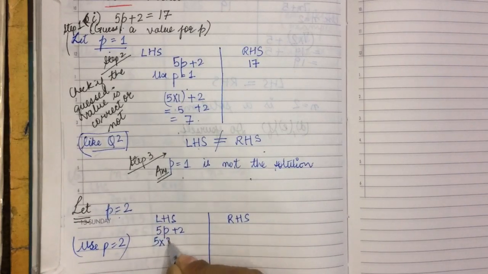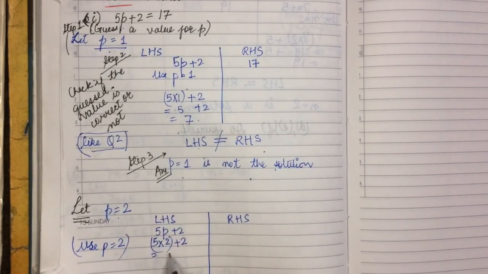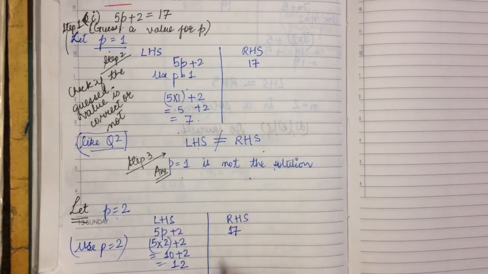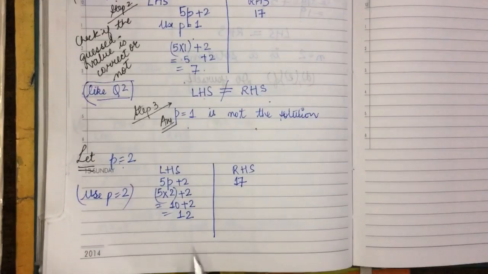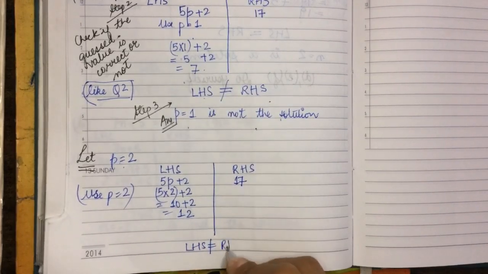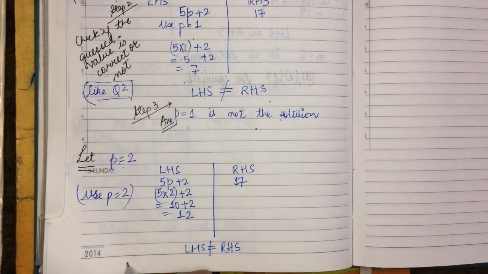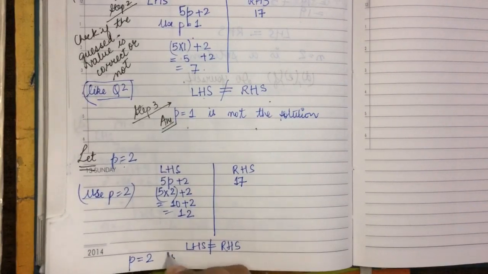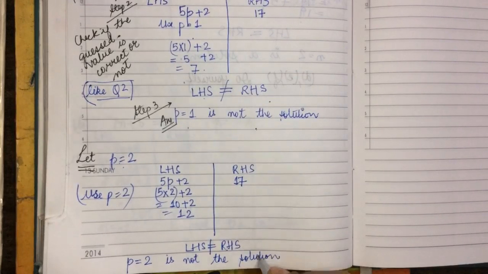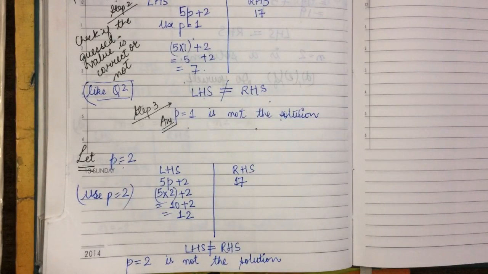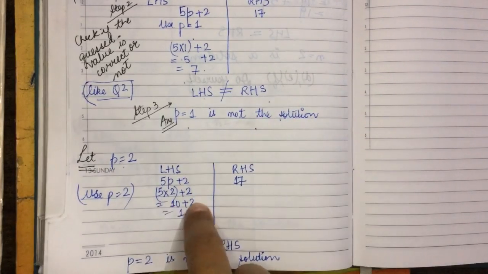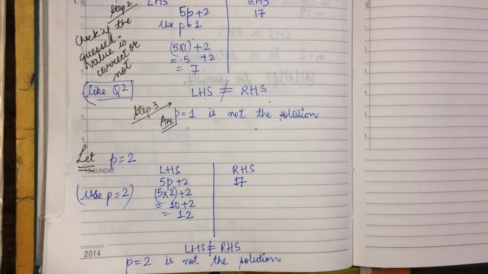This will be 5 into 2 plus 2. This is 10 plus 2, which becomes 12. On this side I had 17. Are the two answers equal? Is my left hand side equal to right hand side? No. LHS is not equal to RHS. So this means p equals 2 is not the solution. I tried one value, it was wrong. I tried another value, this is also wrong. I'm going to try another value now.